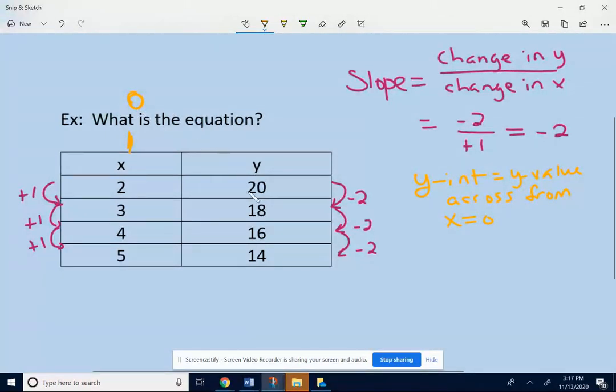Okay, I want to have that x value of 0 to think about. I just need to count backwards with my y values. 14, 16, 18. Do you see that's going up 2 backwards? Keeps going up 2. Okay, 20. Add another 2, you get 22. Add another 2, you get 24. And that's what we need for the y-intercept. It's the y value that's across from x equals 0. So the y-intercept is 24.